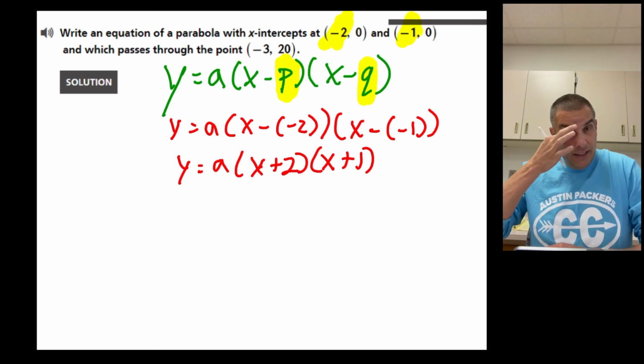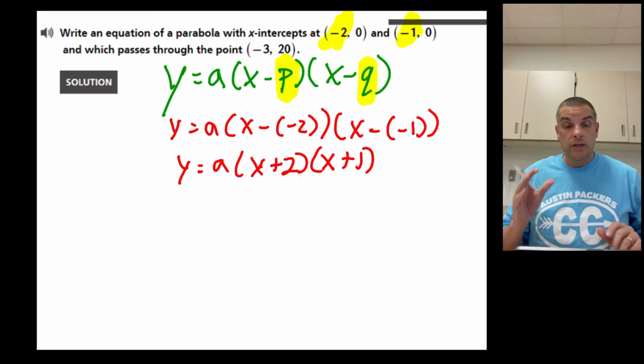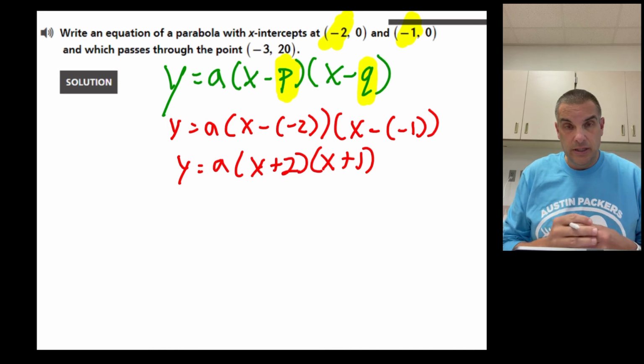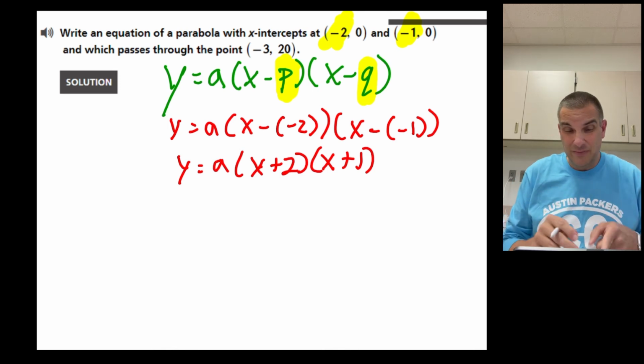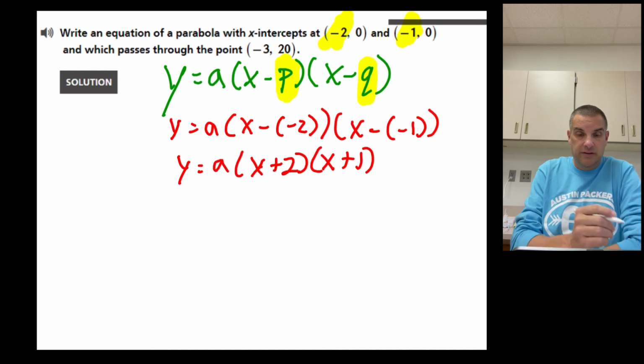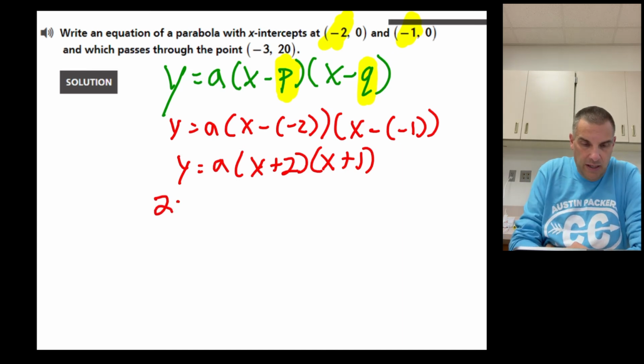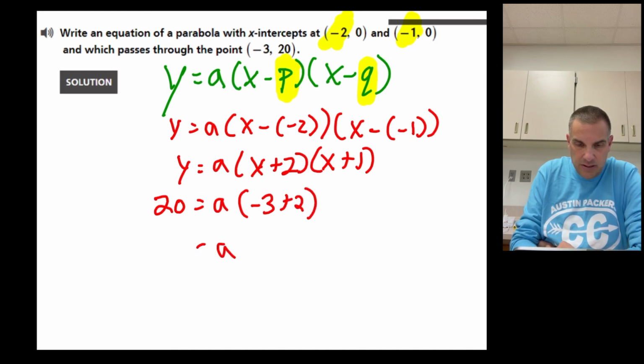So now we know that it has to go through the point negative 3, 20. Since we have that point, we can take our equation and fill in our x and y values. We know our y value is going to be 20, so I'm going to replace that with a 20. We're going to find the a value. That's our goal here. The x value is negative 3. So we've got negative 3 plus 2.